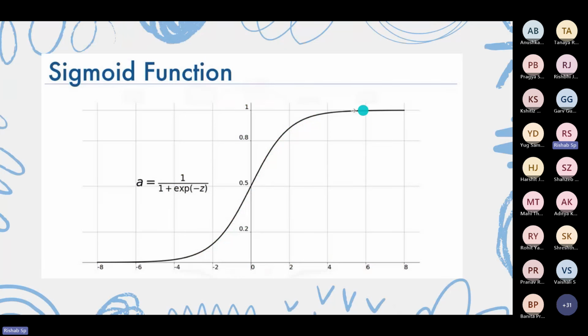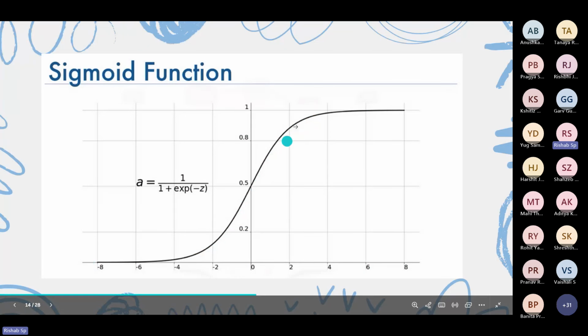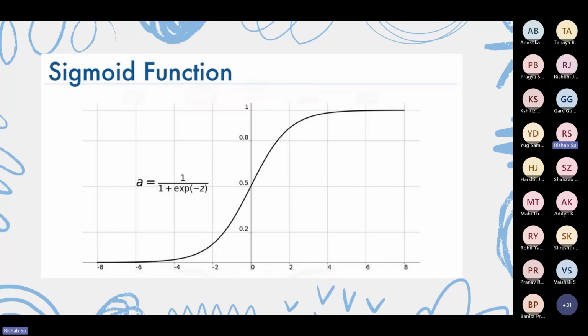This is just the graph for the sigmoid function. It is an S shape. Sigmoid, S. Just be aware of it. It's not that important.